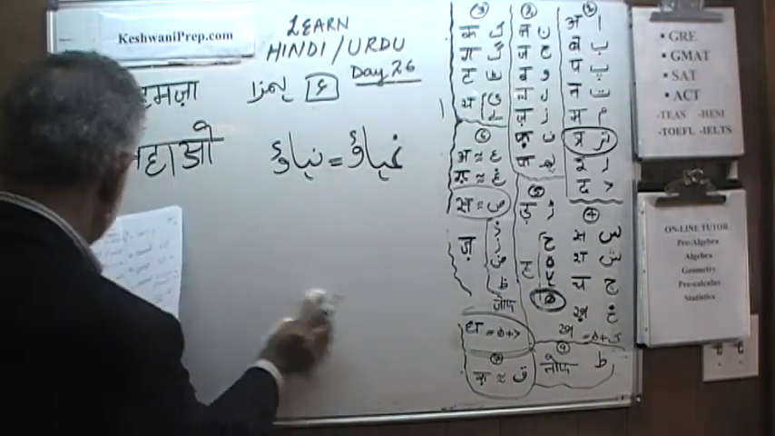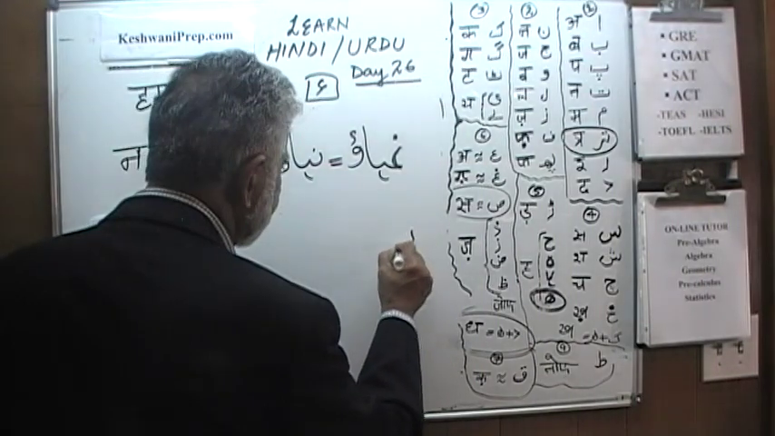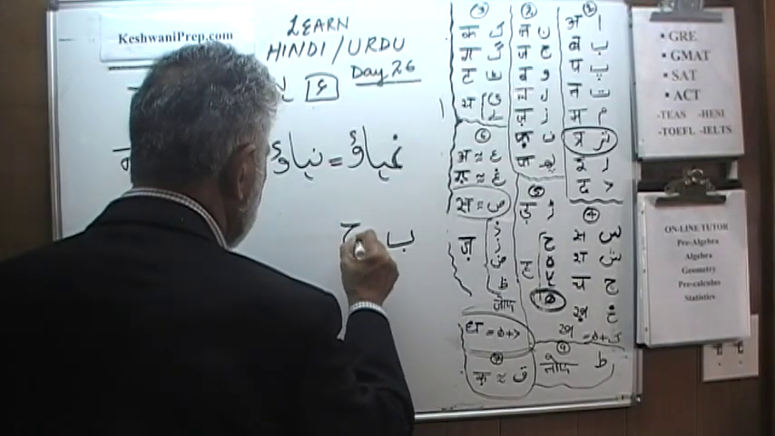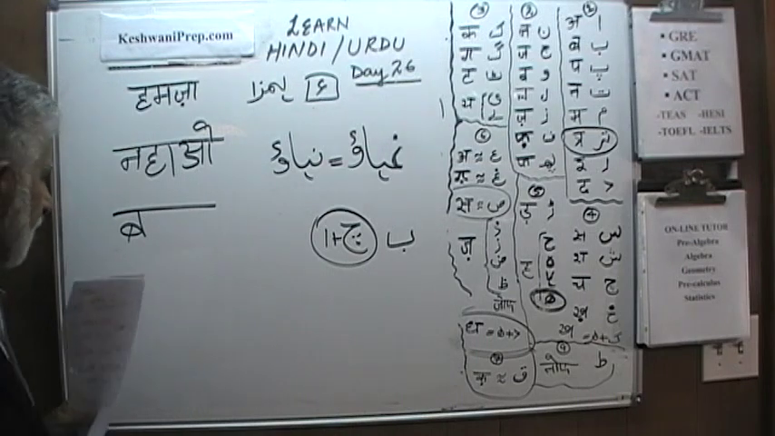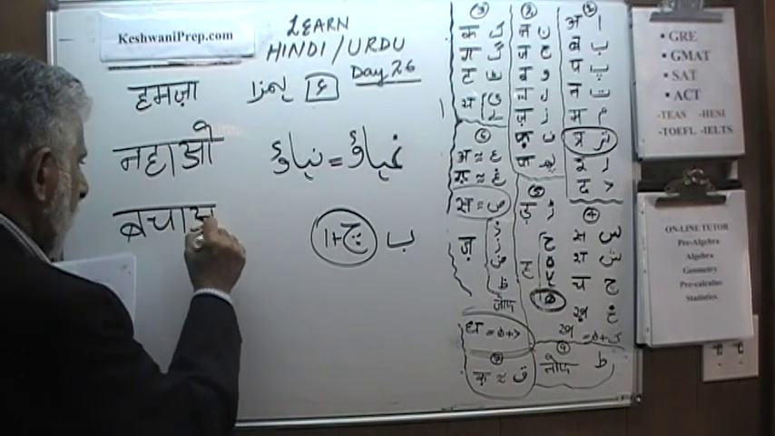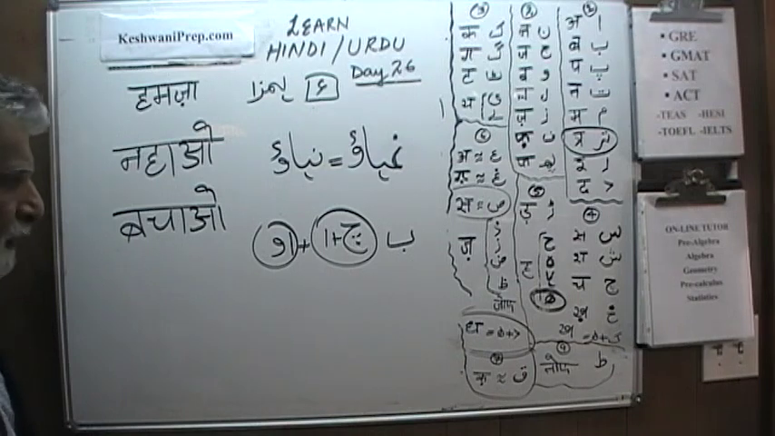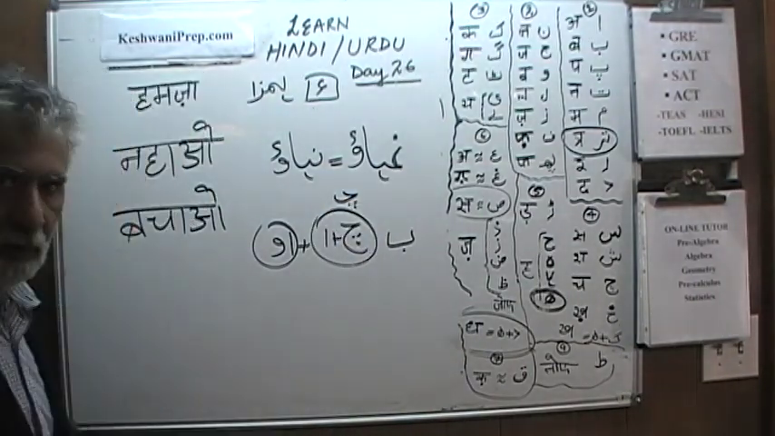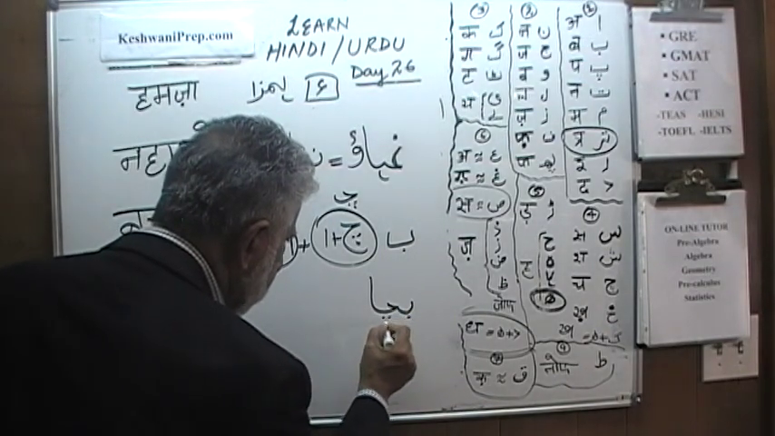Let's do the next one. B. And then Che. And Alif. That makes a Cha. Aki Matra. And you guessed it. Bachao. Let's put it together. Cha, we know when it's about to join something, it looks like this. So that's what it's going to be. But what happens? So here's a B, and then a Cha. Bachao.